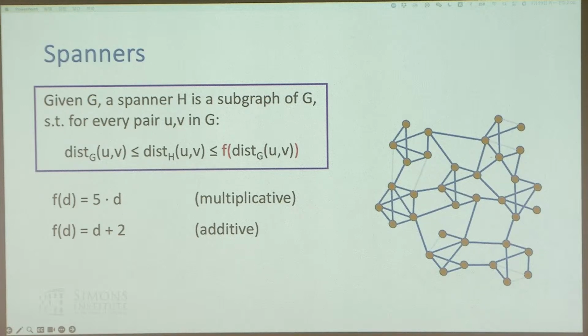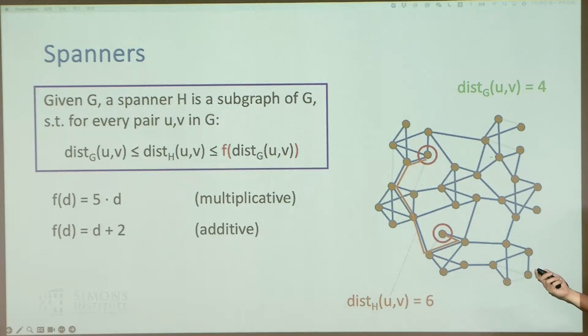For example, this is a subgraph of the original graph, and these are two vertices. The original distance is 4 if we take the shortest path in the original graph, and the new distance in the subgraph is 6. This is a +2 approximation in distance. This is what we require in +2 additive spanners: the distance can only differ by 2.